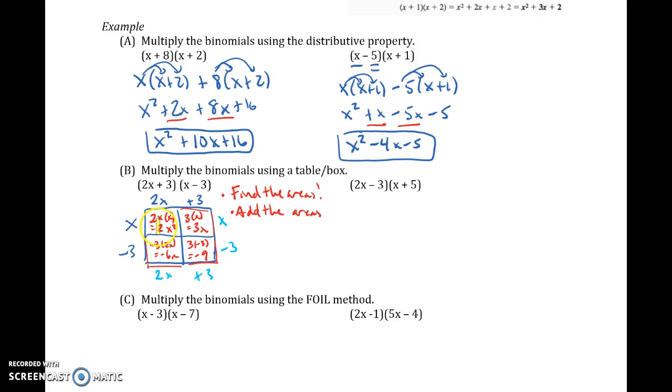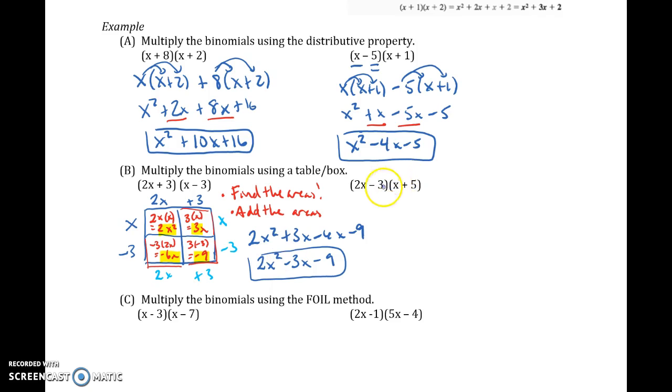So again, the areas are 2x squared, 3x, negative 6x, and negative 9. And we do want to combine our like terms at the end. So let me just rewrite this first. 2x squared plus 3x minus 6x minus 9. You can write plus negative 6x and plus negative 9 if you want. Combine my like terms. So 2x squared minus 3x minus 9 is my final product. Okay?